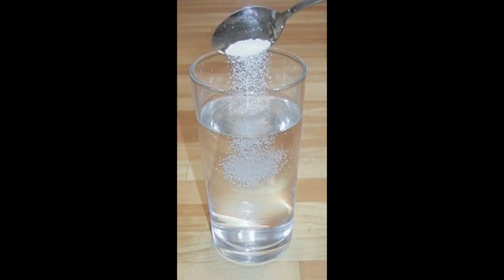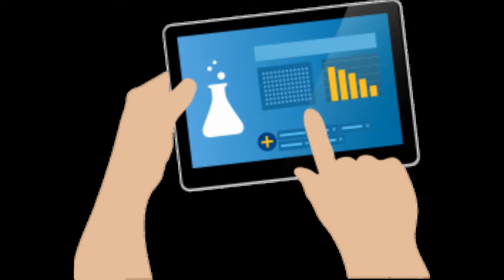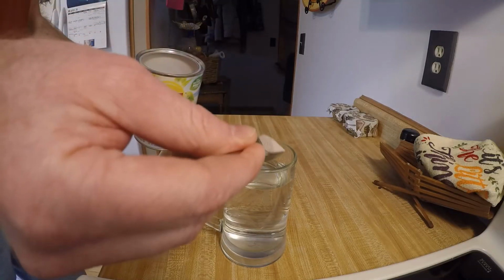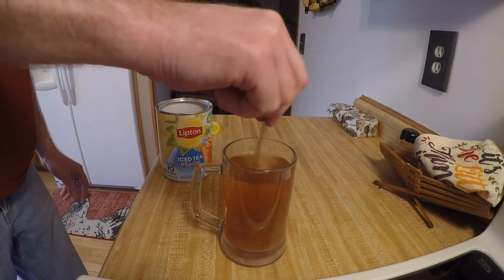Today's video is going to cover three different types of mixtures: solutions, colloids, and suspensions. Let's do a virtual field trip to explore the different types of solutions out there. Virtual trip number one happens in the kitchen for a common solution you've most likely made before: iced tea.